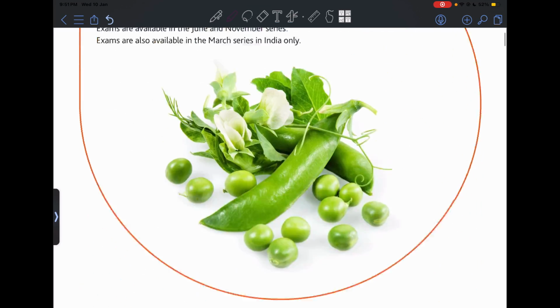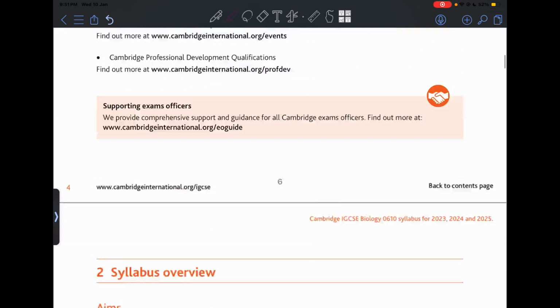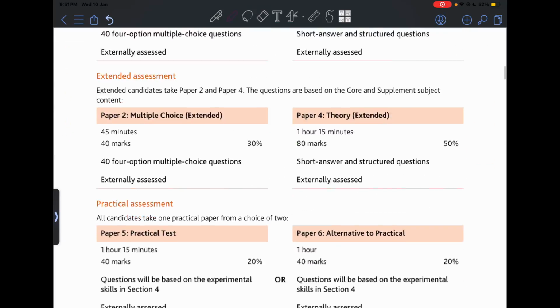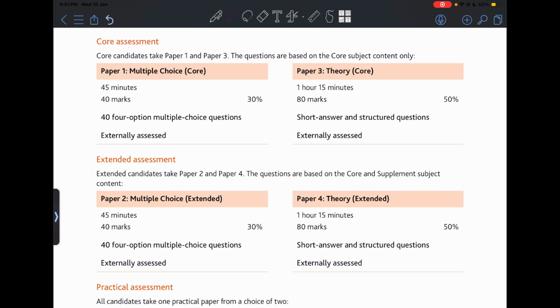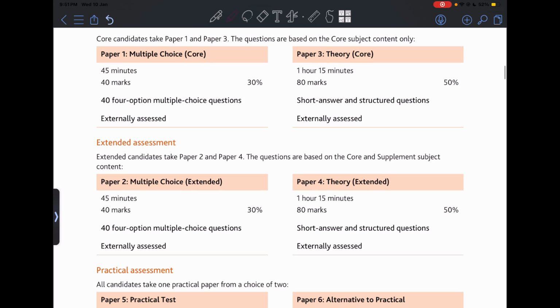Let's start explaining. So first of all, we all know that our papers come in paper 2, 4, or 6. This is actually for the extended. So paper 1 is for the core and paper 3 is for the core. But for the extended, you're going to get a paper 2 multiple choice, and paper 4 is for the extended. It's the same theory paper, but for the core they have it as paper 3, which is a bit easier than the extended.